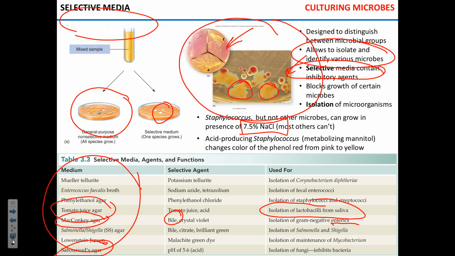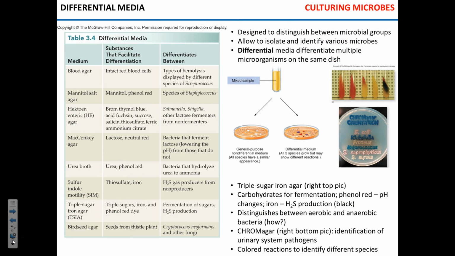How would you call this medium? And you have choices. And you pick selective. Does that make sense? So you have to be able to name the actual example. Any questions on that? Differential.